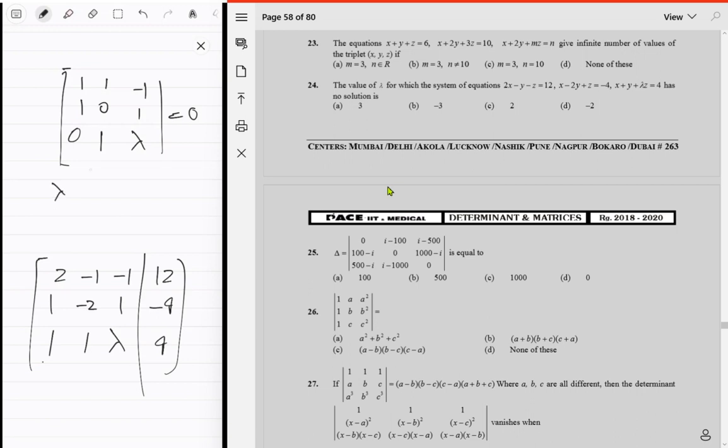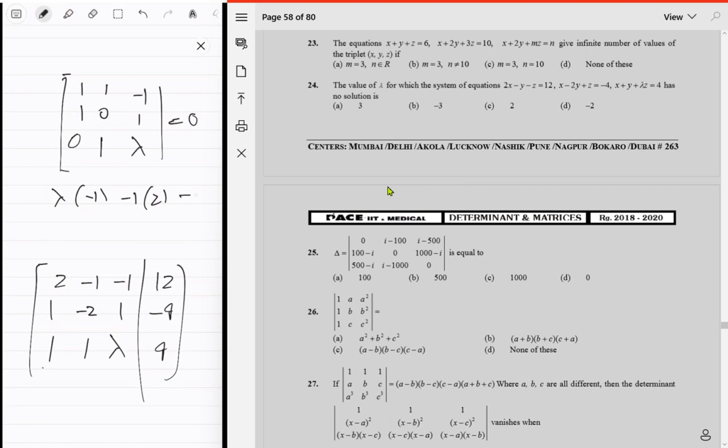So what do you have? Just have lambda times this term, just 1 minus 1. You just need 1, okay, cool. And then you got minus 1 times this minor, which is 2, I think. Yeah, just 1 minus, okay, that's 2, 0. So lambda equal to 2. So D is the answer.